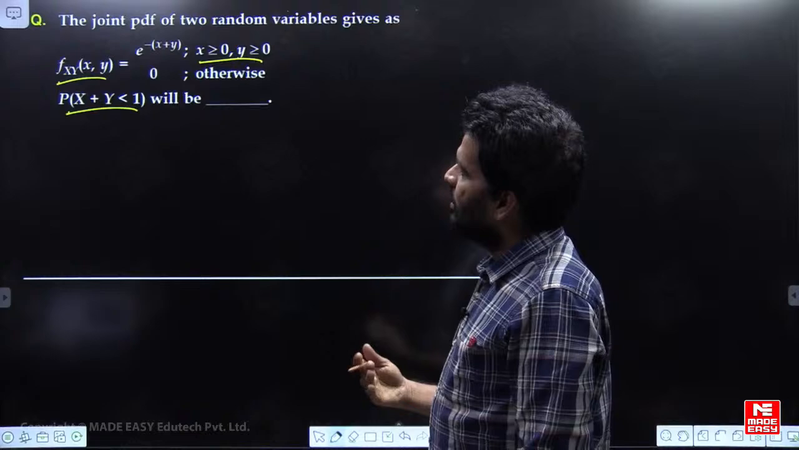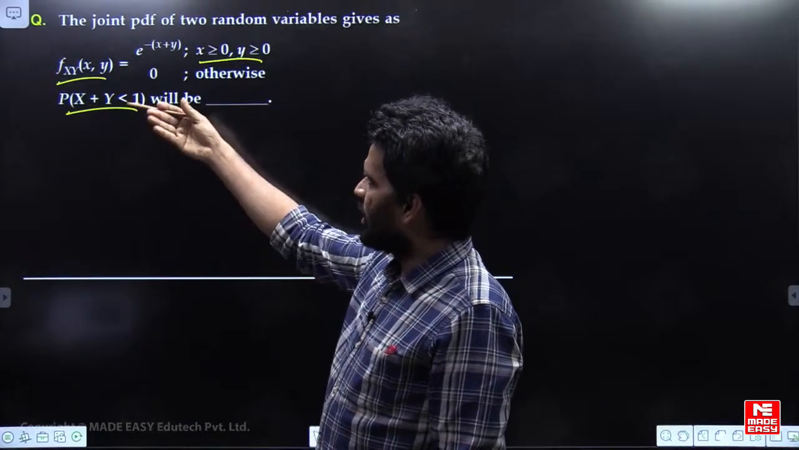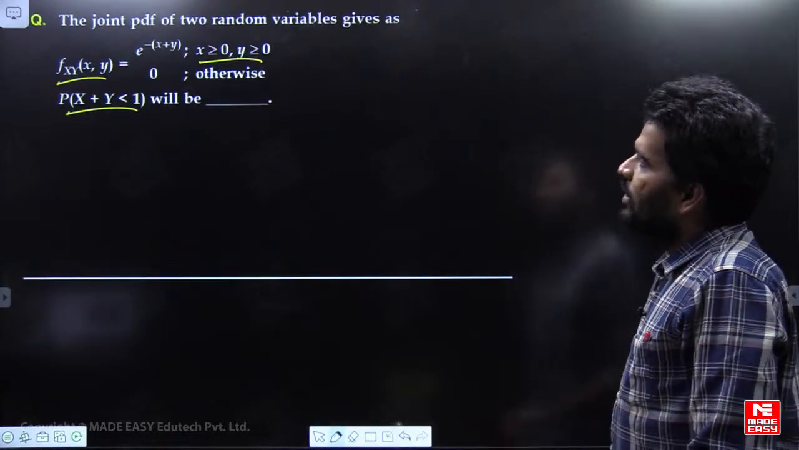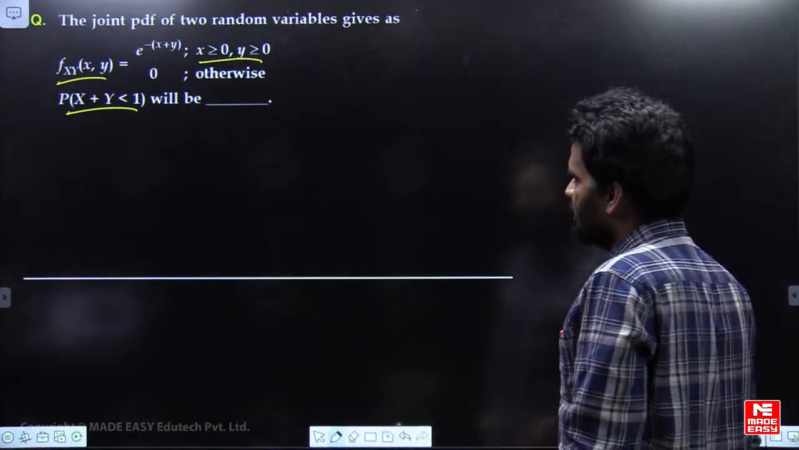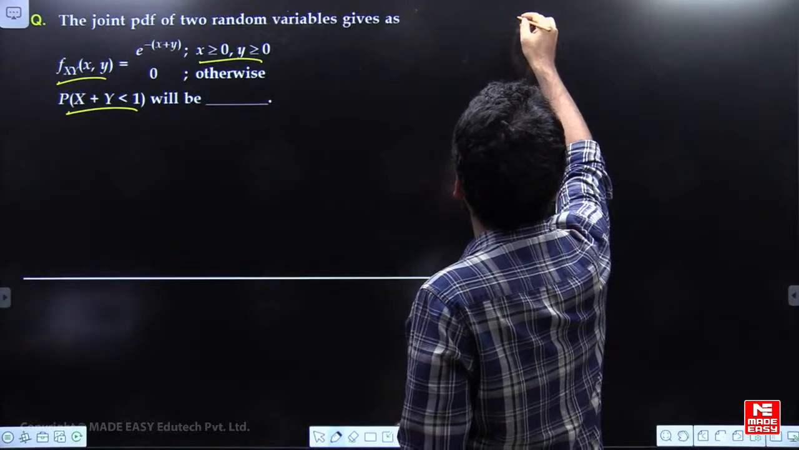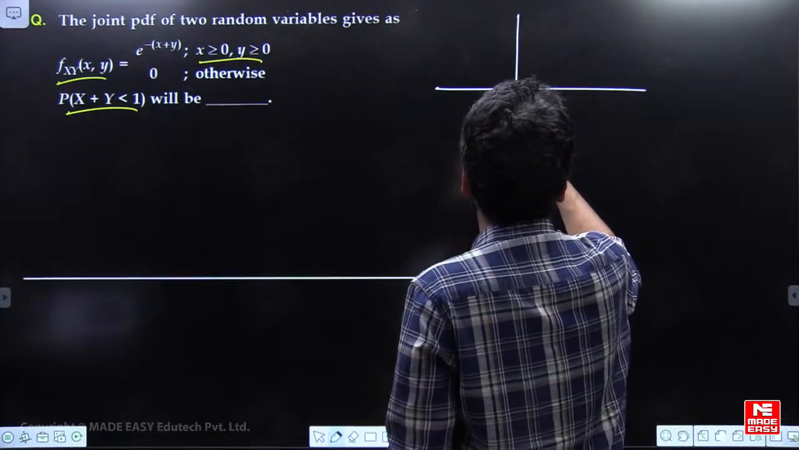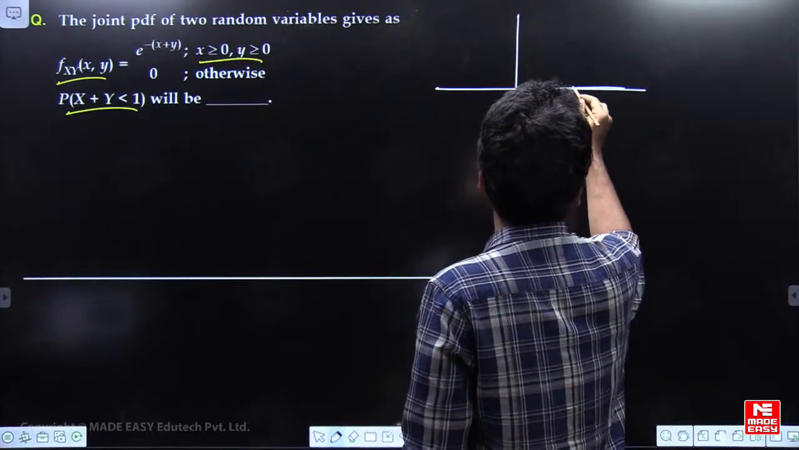So which area will give this probability? Okay, we have to find that. Graphically we can find this. Okay, how to find it graphically is, in mathematics I hope you come across this approach.